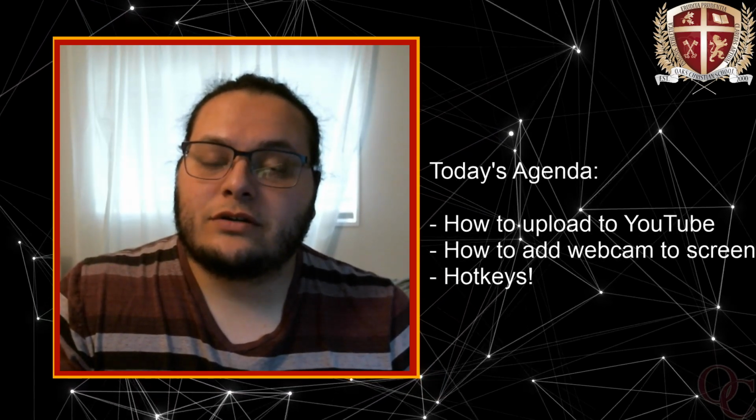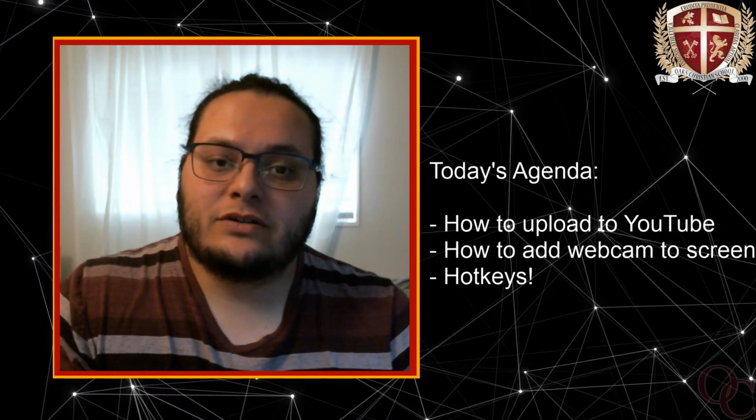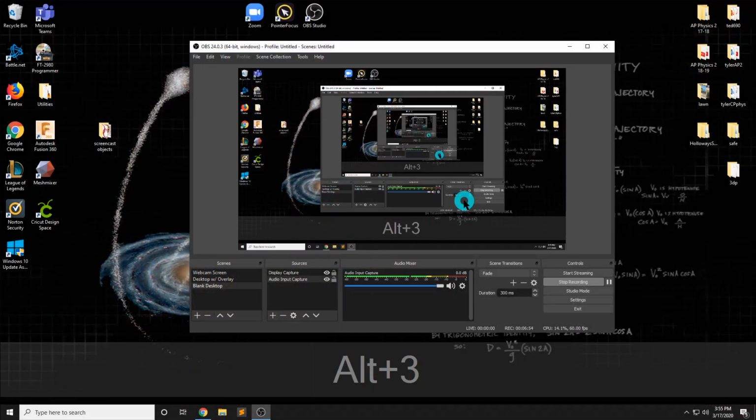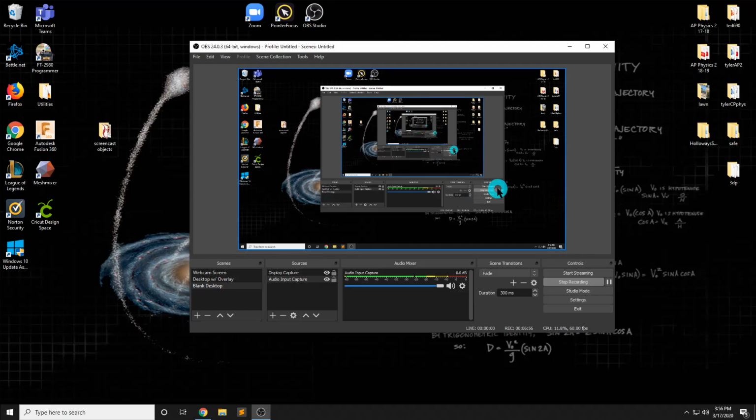So I'm going to show you how to do a lot of these features, or how to add a lot of these features from having that blank screen we had last time. So I'm going to navigate to my blank desktop, and this is what I showed you how to make last time, where we have a display capture and an audio input capture, and that's about it. Now the first thing I'm going to want to do is add my webcam so my students can see me. In order to do that, we're going to add another source.